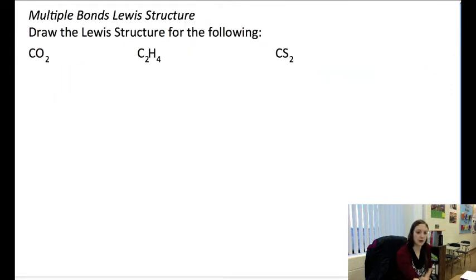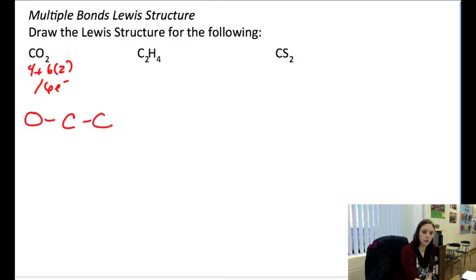Now I'll look at multiple bonds for Lewis structures, because these are all going to be examples that we're going to see. So I start off the same, add them up. Carbon is 4, oxygens are 6, there's 2 of them for 12, total of 16 electrons. Carbon is the least electronegative, plus it's a carbon, so it goes in the middle. I connect it to both O's. Now I've only used 4. I now have 12 electrons left to place around. But everything still needs 8.